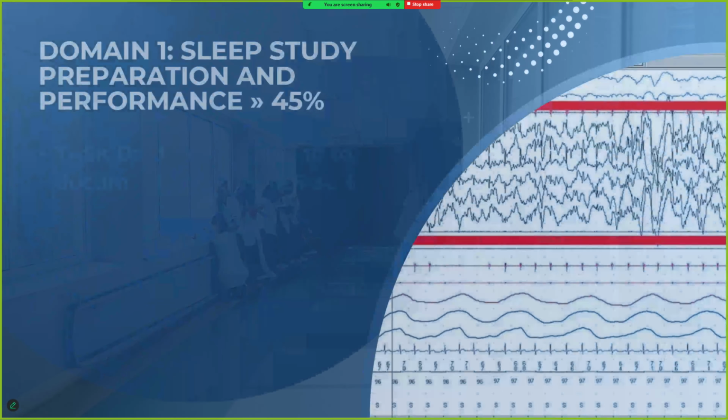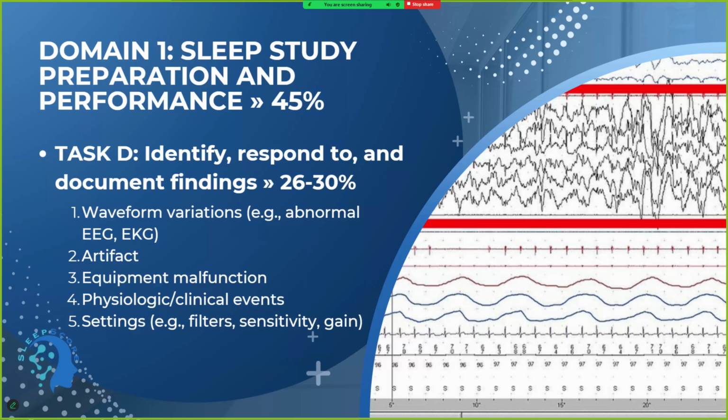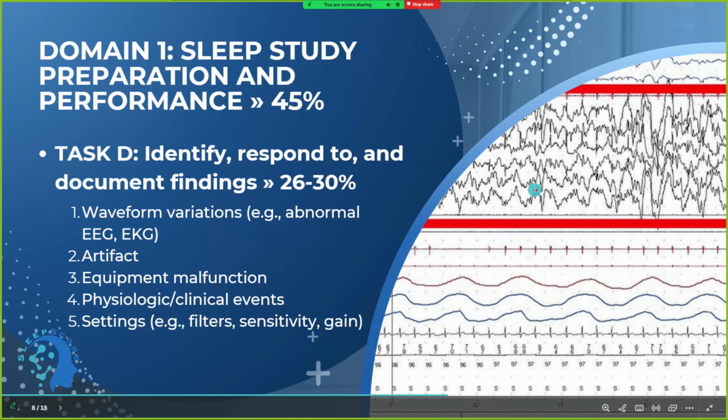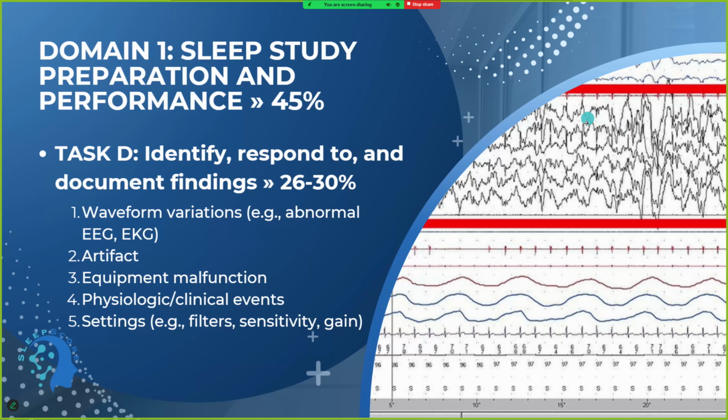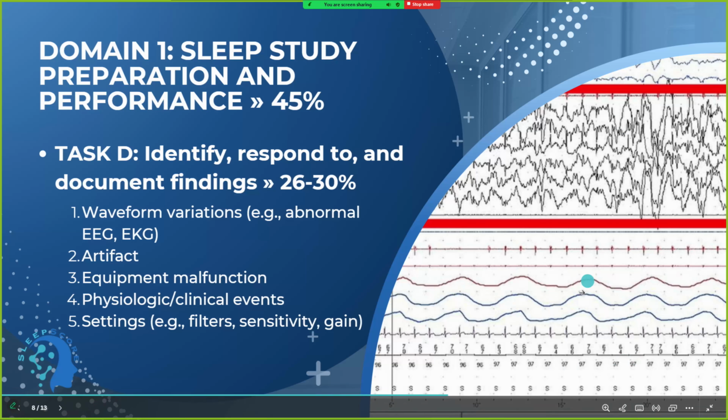Now this is domain 1, and there's still domain 1, task D, out of the 45% of questions. Task D is to identify, respond to, and document findings. That means you are running the sleep study now. The pattern will look like this. You see in the picture, the EEG waves, respiratory waves, EKG waves, and also oxygen and position.